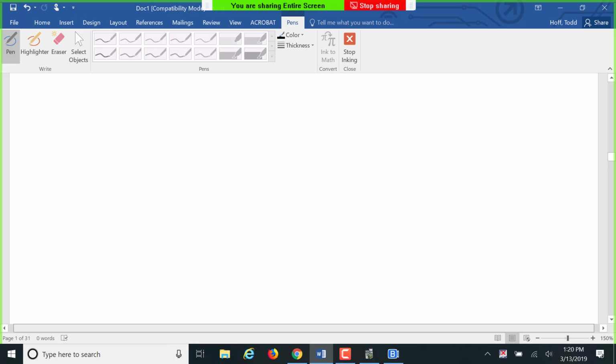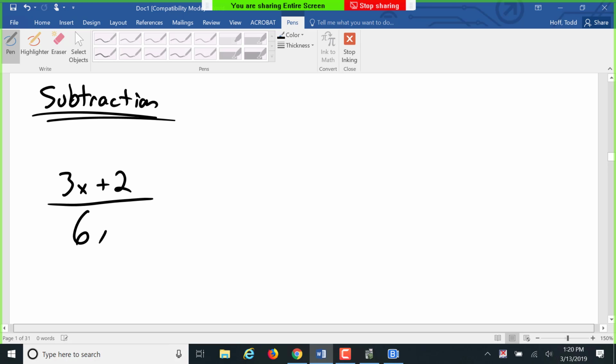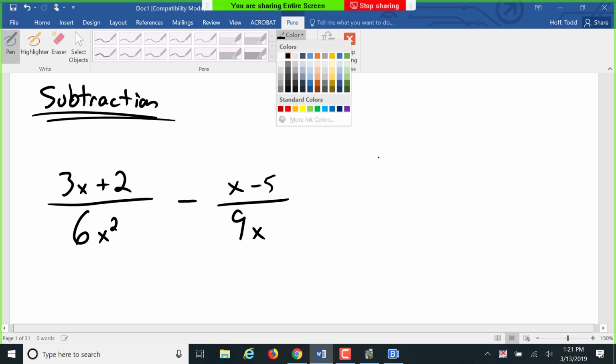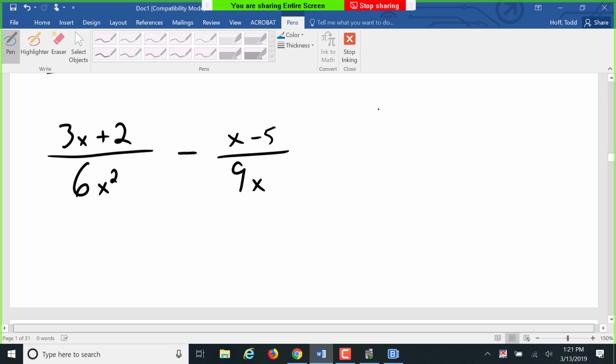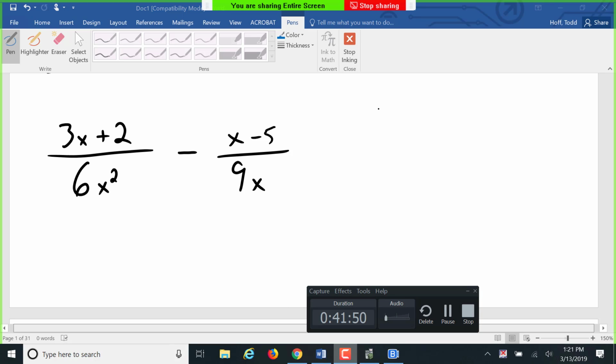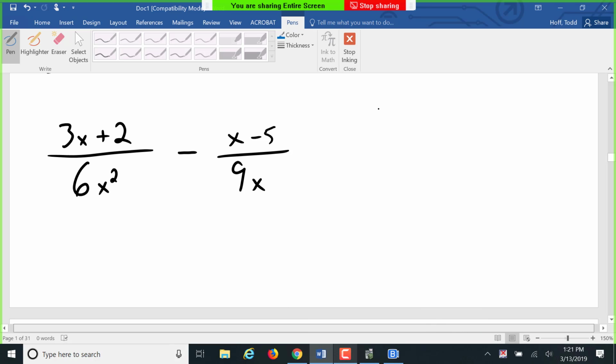Let's look at subtraction. Just like addition, subtraction has to have a common denominator. So if I have 3x plus 2 over 6x squared, minus x minus 5 over 9x. First thing I have to do is find that common denominator. So again, I'm going to give you about 20 seconds in your notes. Find the common denominator for the 6x squared and the 9x.